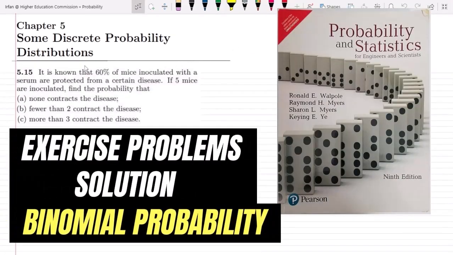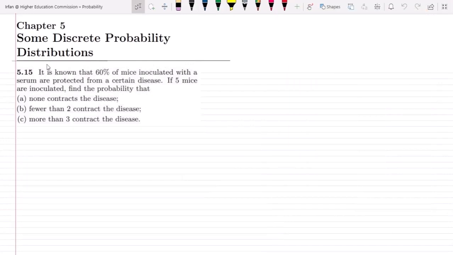Welcome back, guys. I hope all of you are fine. So this is question 5.15 of chapter 5. And the statement of this question is, it is known that 60% of the mice inoculated with a serum are protected from a certain disease. Okay, so the probability that a mouse has been protected is 60%.